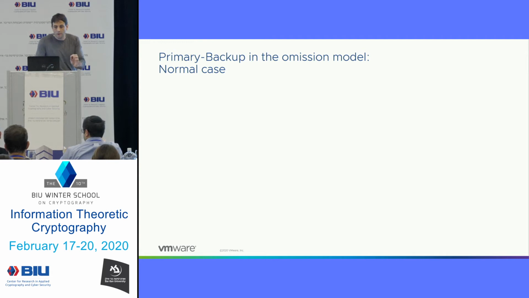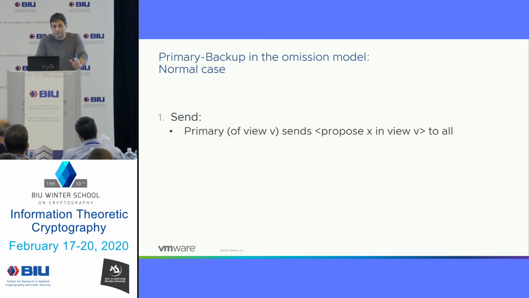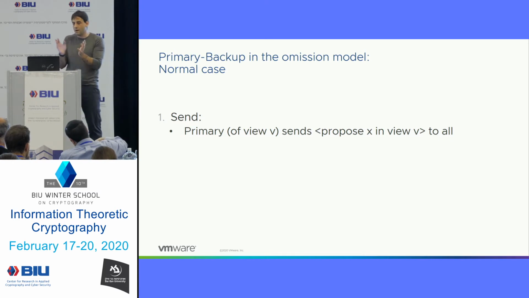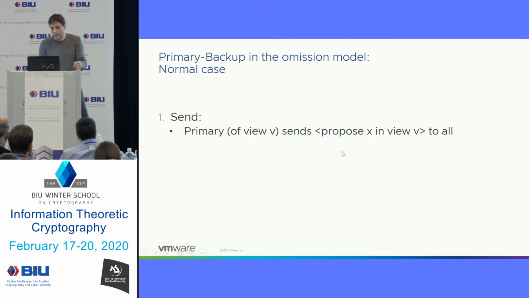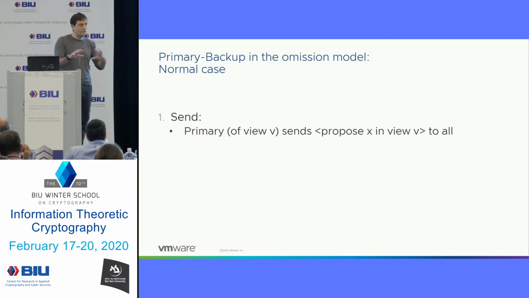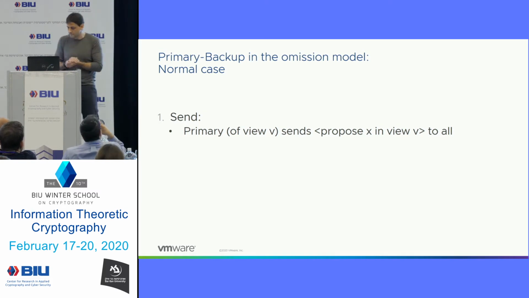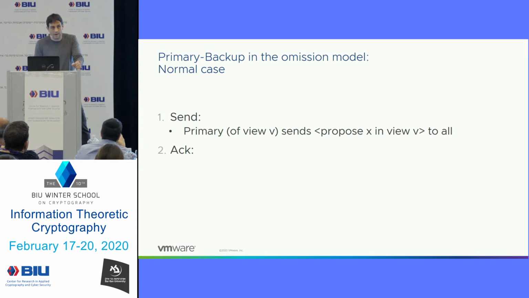So here's the normal case protocol for omission failure. It has just three phases, again, very simple. In the first phase, the primary sends its value to everybody. The message has two elements. One is the value it's sending, X. And it's also saying, I'm sending this in view V. Remember, view is a counter that says who is currently ruling this regime. So that's the simple thing that happens.